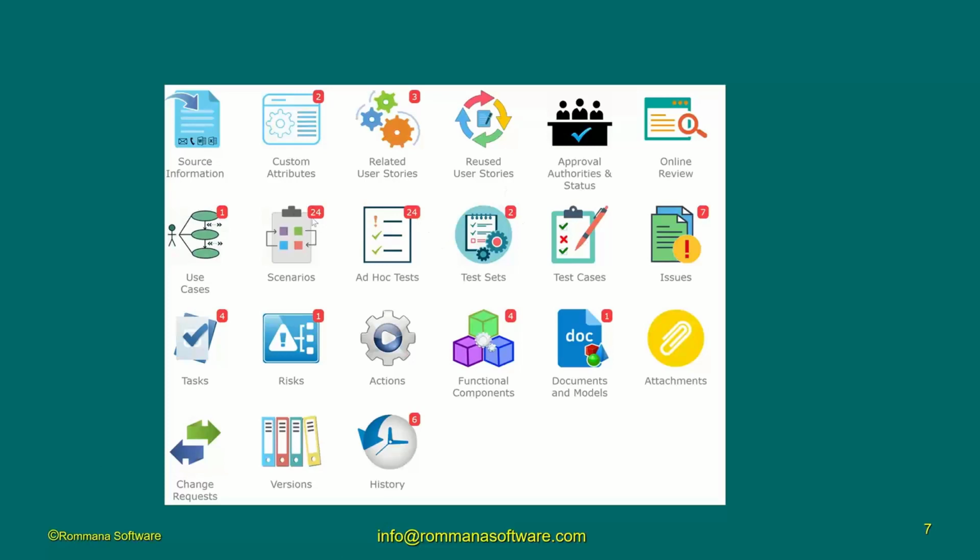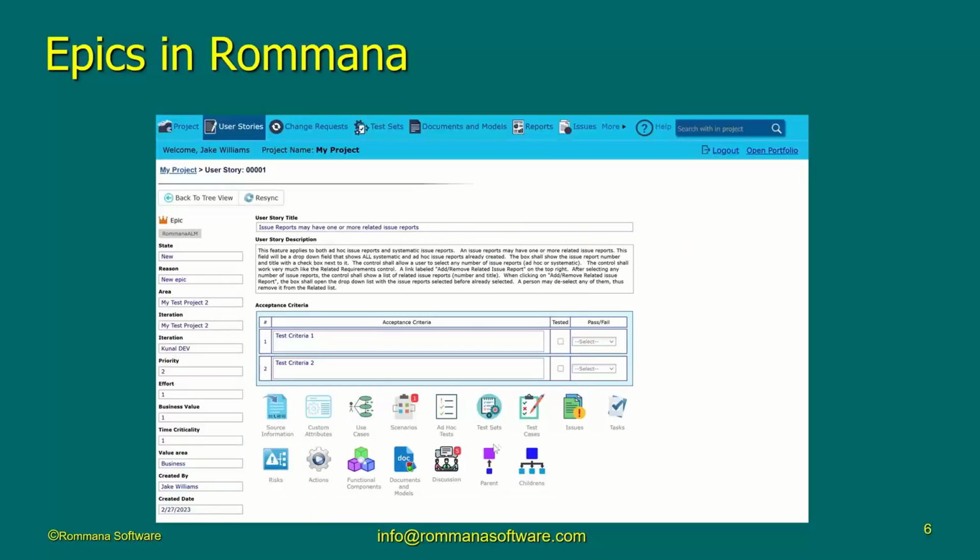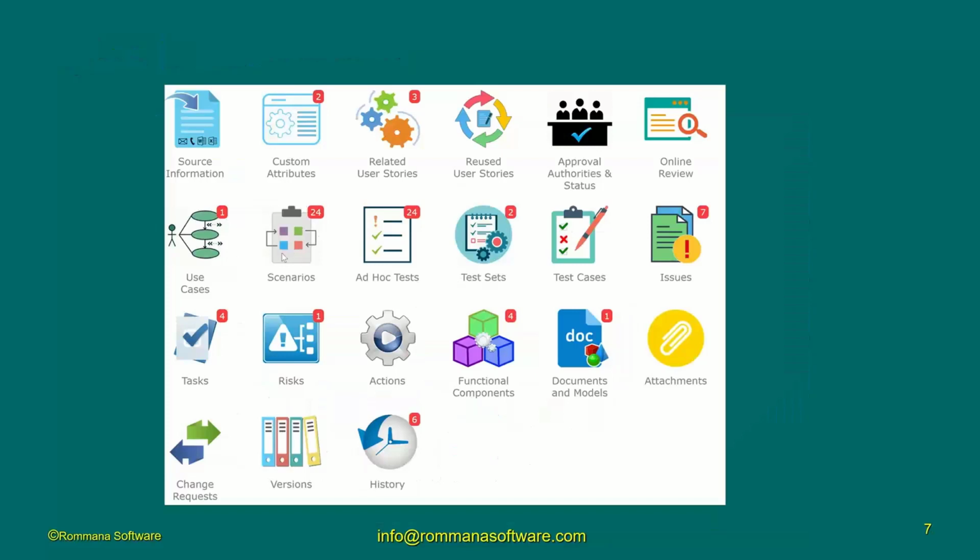As I said, you can see on this screen there are numbers here. The numbers represent the number of things that are associated with the user story. So the user story we're looking at has 24 scenarios. Please don't mind that here, I'm sorry, here it showed only one scenario. It's probably that the screenshots were taken at different times. So here it clearly shows that this user story had 24 scenarios, 24 ad hoc tests, 2 test sets, 2 custom attributes, 4 tasks and 1 risk, and so on. And you click on any one of those.